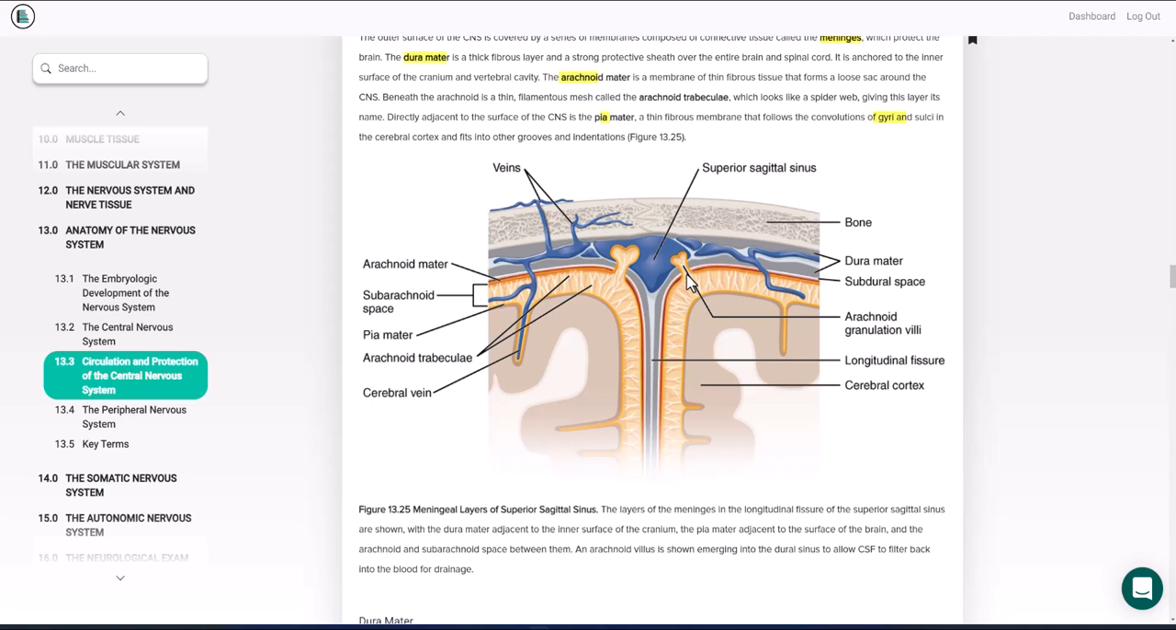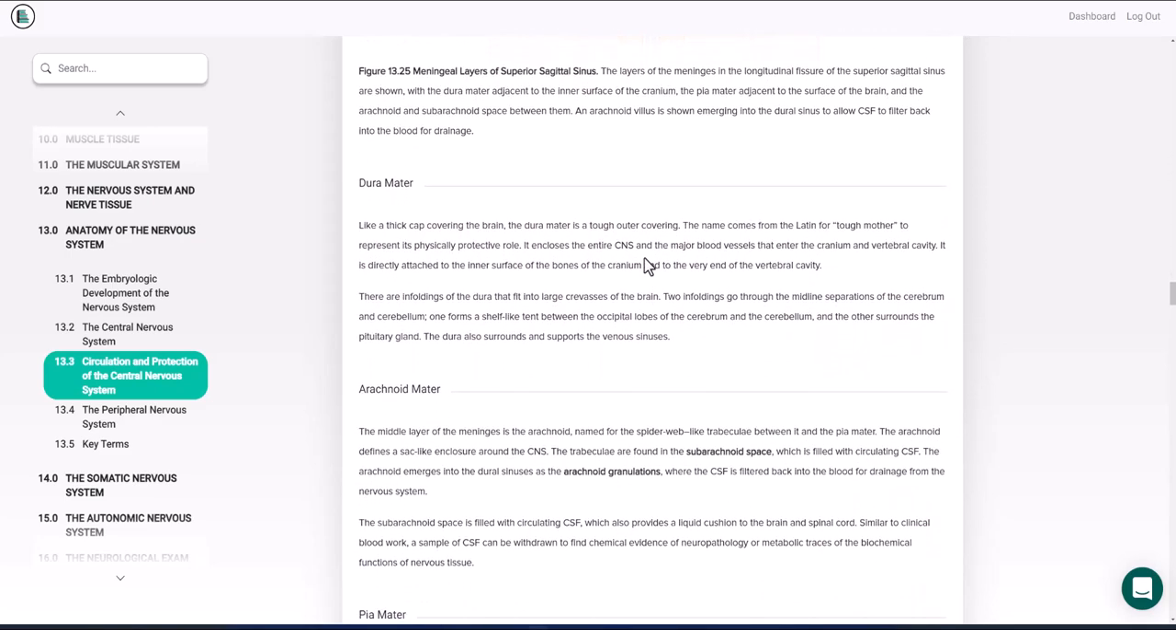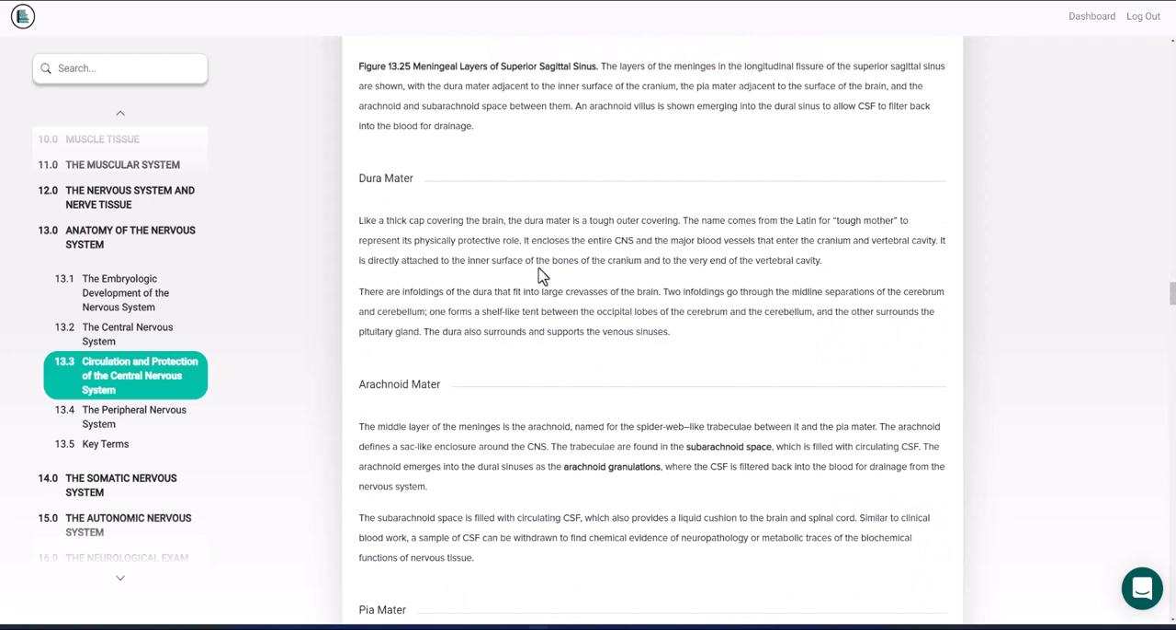Keep in mind these three layers are found not only around the brain. When they are around the brain, they might be called the cranial meninges, but these same three layers continue down and surround the spinal cord as well. There it might be referred to as the spinal meninges. So just a little bit of information about each of these.